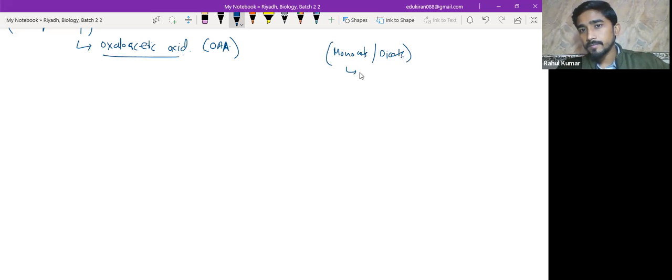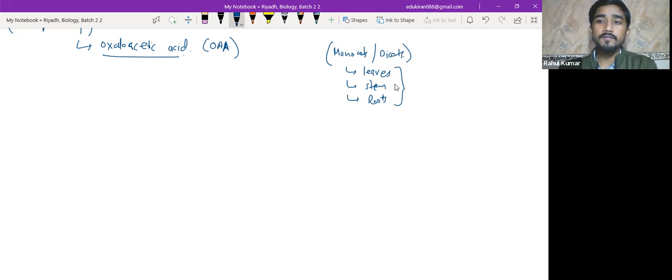with respect to leaves, stem, and roots. We will discuss it. I'll cover it, but you read it to understand before I start. Roots. On the basis of cotyledons, I have already told you. You figure out on the basis of leaves, stem, and roots.